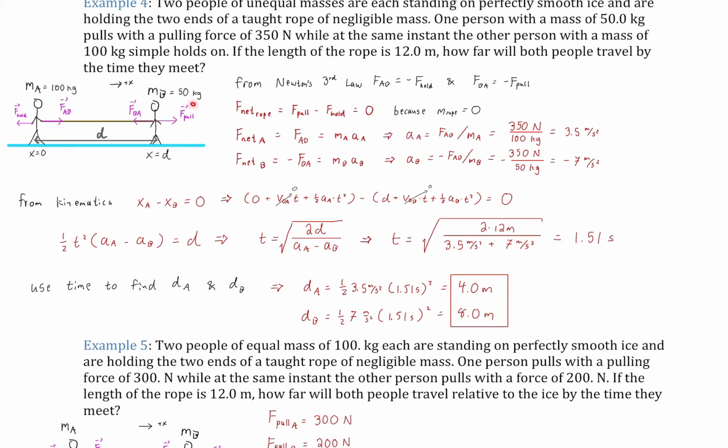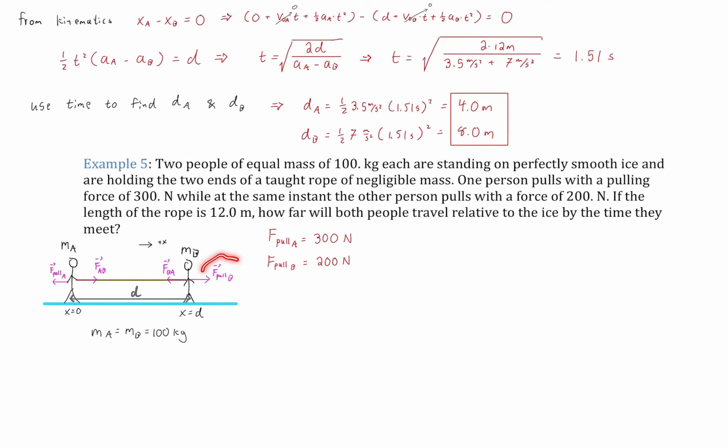And that's because F pull equals F hold, okay? But look here, F pull B does not equal F pull A. So that means that the people together are actually going to move relative to the ice. As a pair, they will accelerate relative to the ice. They will also accelerate relative to each other. And that's the rub, right?